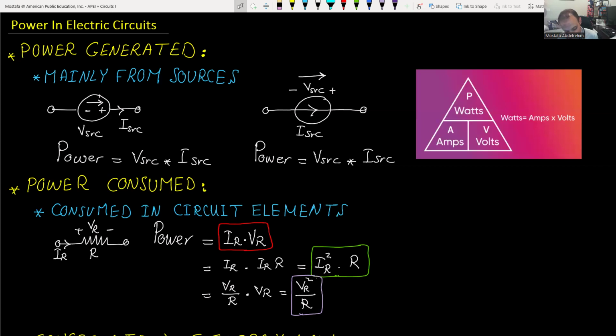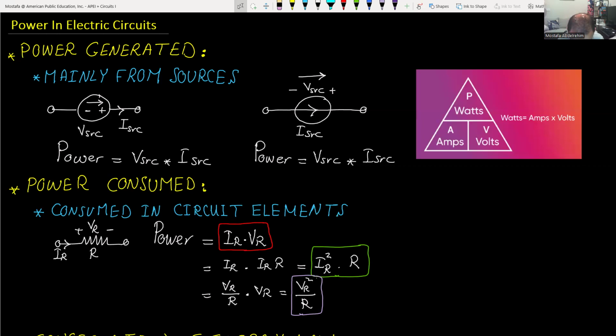Of course, the power generated comes from our sources. So far we studied two kinds of sources: the current source and the voltage source. Simply, the power of a voltage source or a current source is the source current multiplied by the source voltage. But the directions are extremely important. As you see here, the direction of the current and the direction of the voltage in both the current source and the voltage source is basically the same.